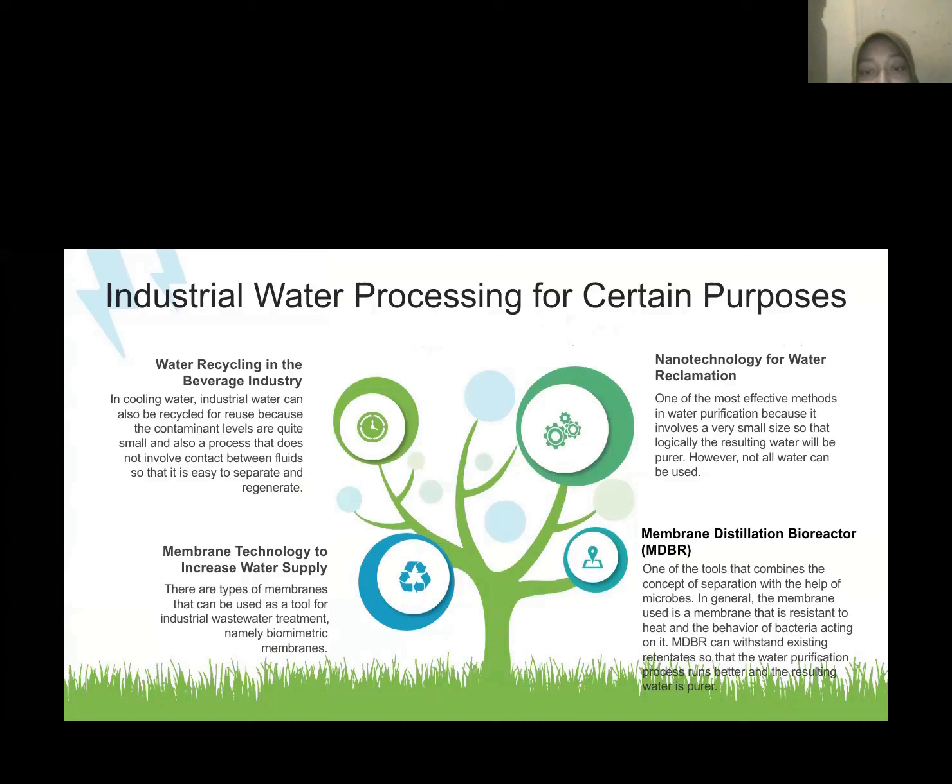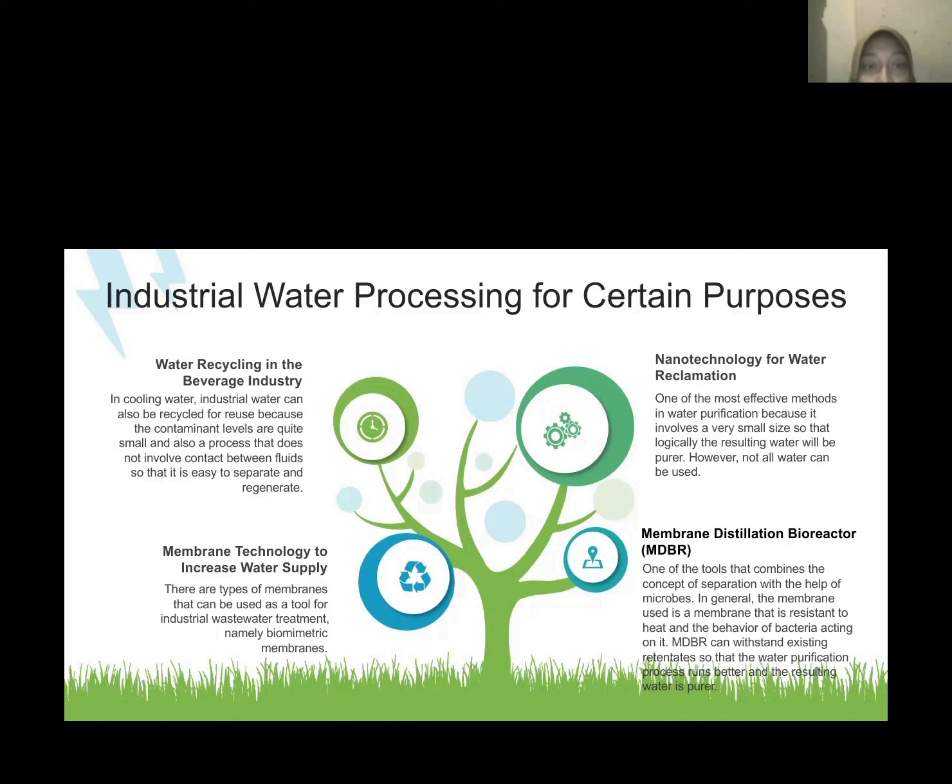2. Nanotechnology for water reclamation. One of the most effective methods in water purification because it involves a very small size so that logically the resulting water will be pure. However, not all water can be used. 3. Membrane technology to increase water supply.